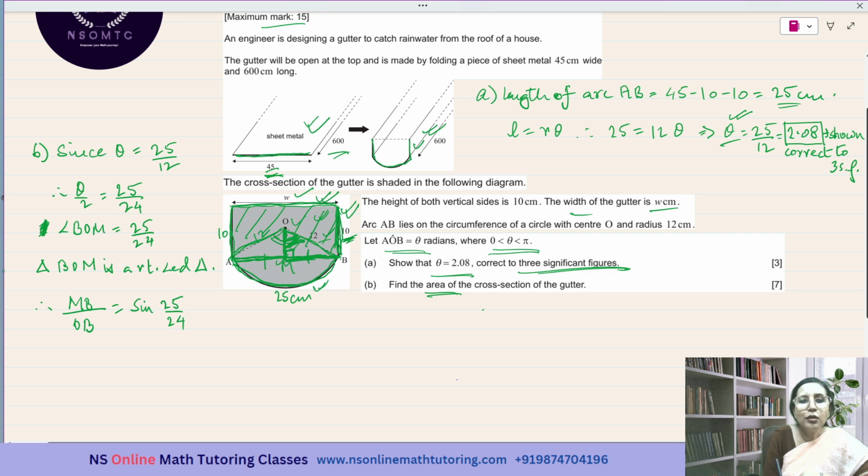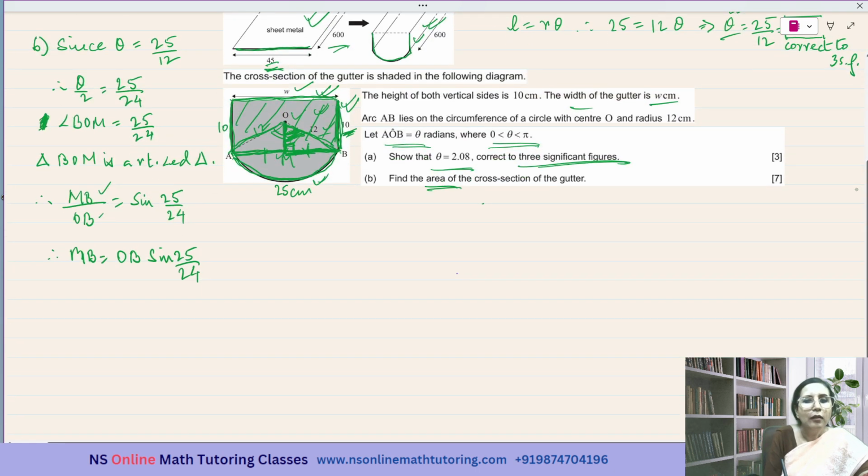Okay. Because this is the opposite. This is not touching the angle. So this is the opposite side and this is the hypotenuse. This is the right angle. Therefore, MB is the opposite side, OB is the hypotenuse. So it will be sine theta, or rather theta over 2. And what is theta over 2? It is 25 over 24. Okay. So therefore, MB should be equal to OB sine 25 over 24, and OB is what? 12 centimeters. So 12 times sine 25 over 24.